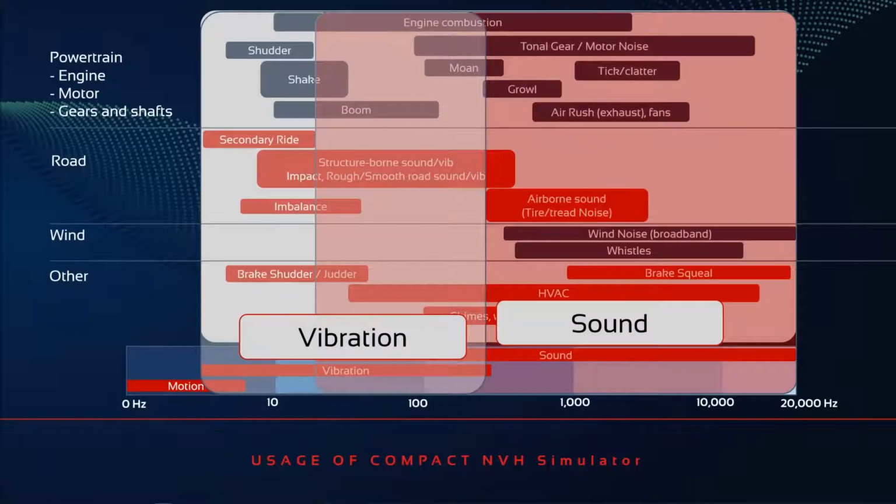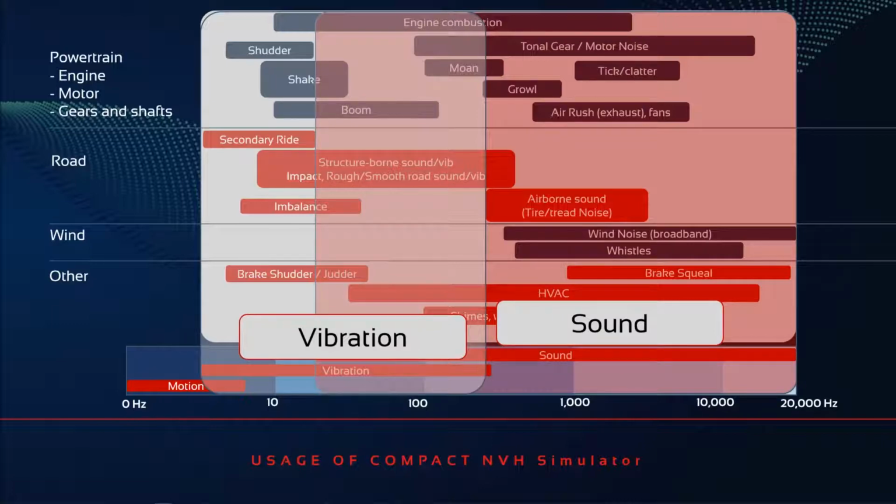So, what is the compact NVH simulator used for? Well, really anything where vibration is important. Going back to our first slide, there are multiple arenas of NVH where vibration is key. For traditional hybrid powertrains, we have conditions like idle, lugging, cylinder deactivation, engine start-stop events, and many others. But electric vehicles are not free from vibration.